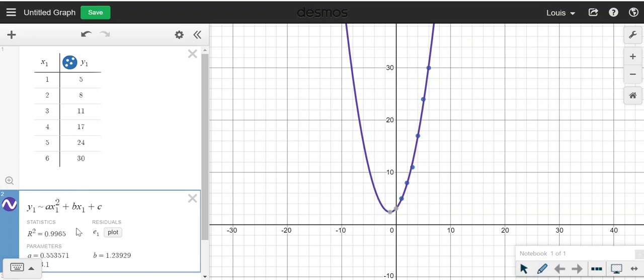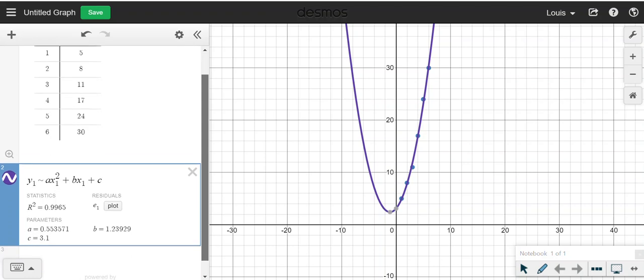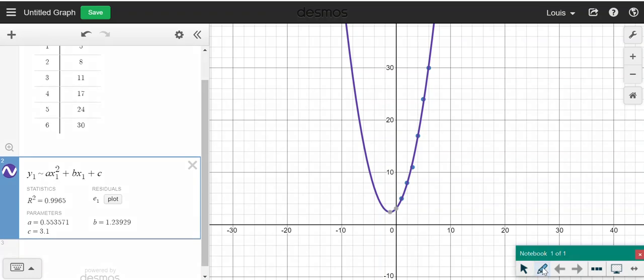So really the key part is that you understand what you're typing in there. This y1 is talking about the data points from this table, y1. These x1s are talking about that x1 in the table. And really you're just giving it the standard form of a quadratic or a curve of best fit, or the standard form of a line, which is the slope-intercept form. And now this a, b, and c here, that's how I'm going to actually write out my equation.